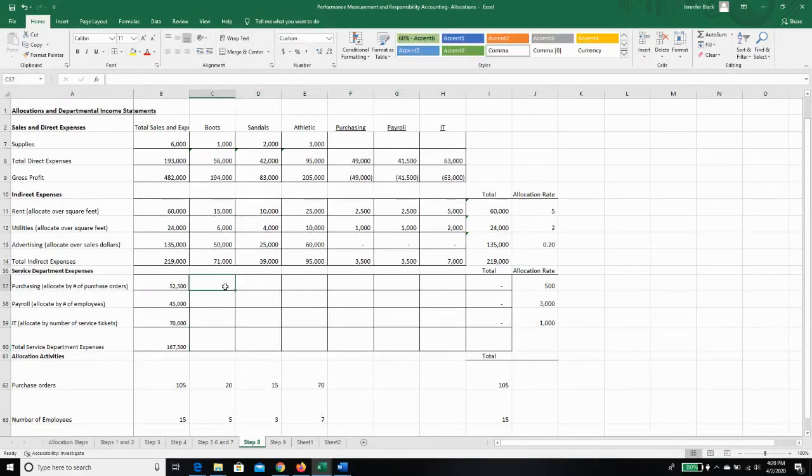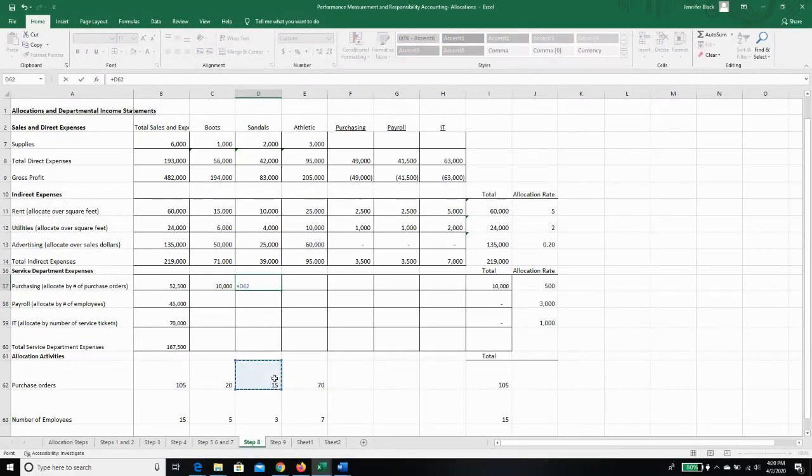So Boots is going to get allocated $500 for every purchase order they opened. And as it turns out, Boots opened 20 purchase orders. We multiply that by the rate of $500. And so Boots is going to get allocated $10,000 of purchasing costs.